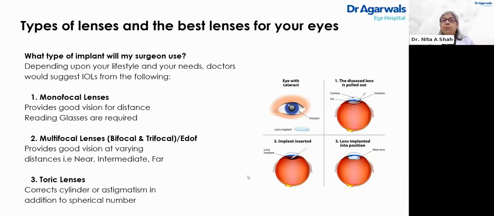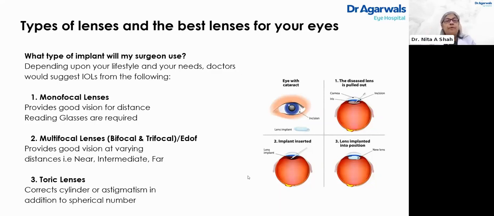Monofocal lenses. Mono means one. The lens is such where it will give you good vision for distance, but you will need glasses to see near, like your mobile or reading. The second is a trifocal or a multifocal lens, whereby you can see good at the variable distances like the far, the intermediate, and the near. But in this, because there are multiple rings, the light may spread a bit.